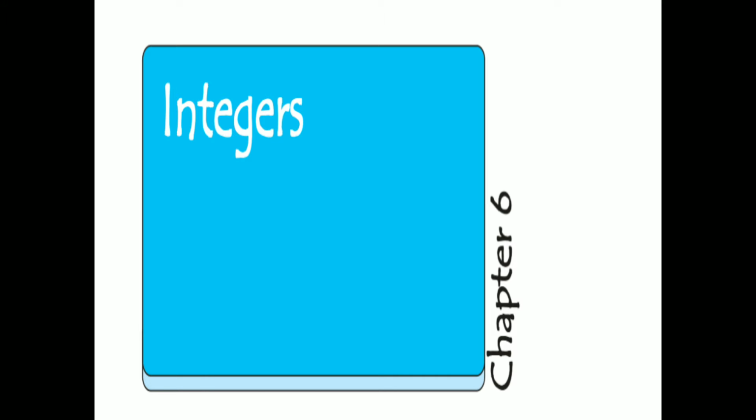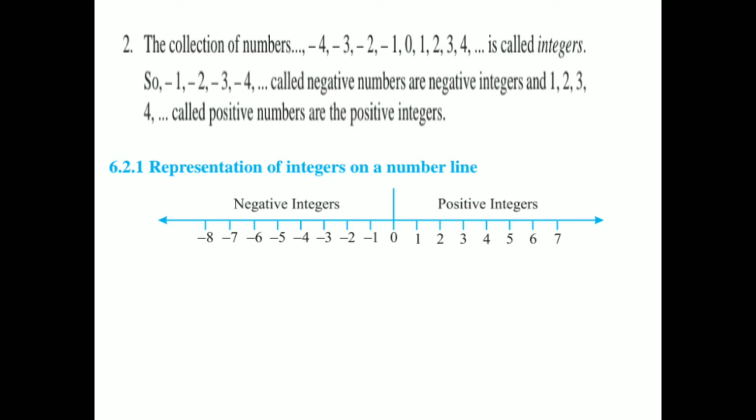Now students, we will do integers. Integers are a combination of whole numbers and negative numbers. Clear? The combination of negative numbers and whole numbers is called integers. This definition will be clearer with this. You have to write this definition in your copy also. The collection of numbers, which numbers? Positive and negative integers: -4, -3, -2, -1, 0, 1, 2, 3, 4 are called integers.